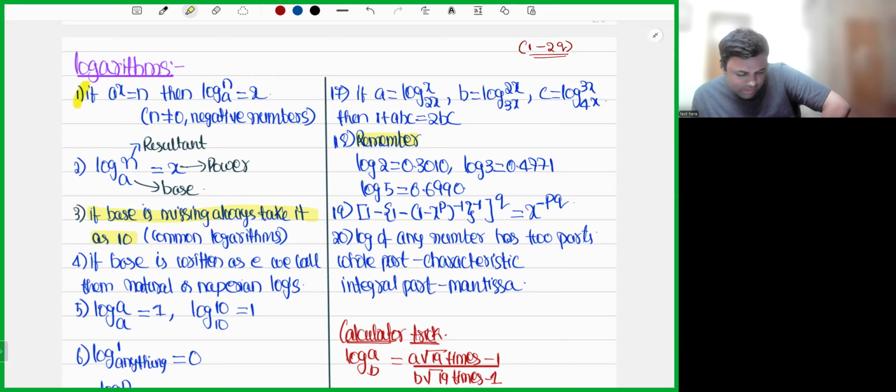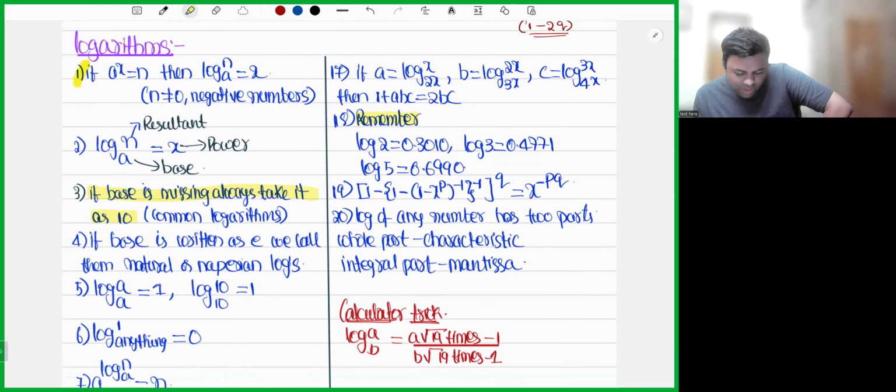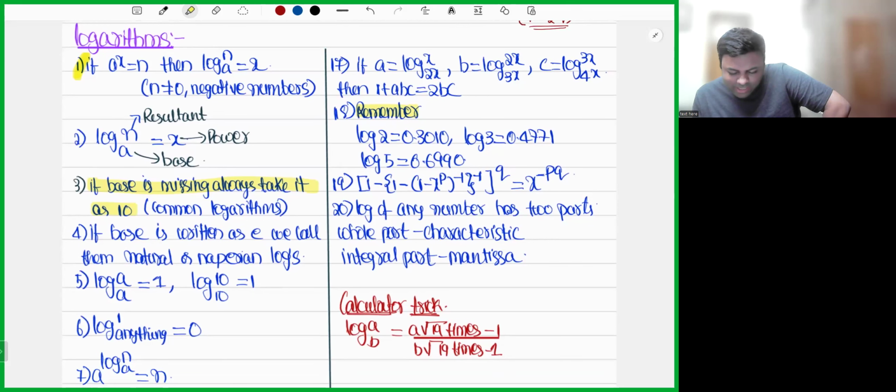Log n to the base a is equals to x. N is resultant, a is base, then x is supposed to be power. That's what I'm saying. Log resultant to the base is equals to power. Next, if base is missing, always take it as 10. If base is written as e, we call them as natural or Neperian logs.